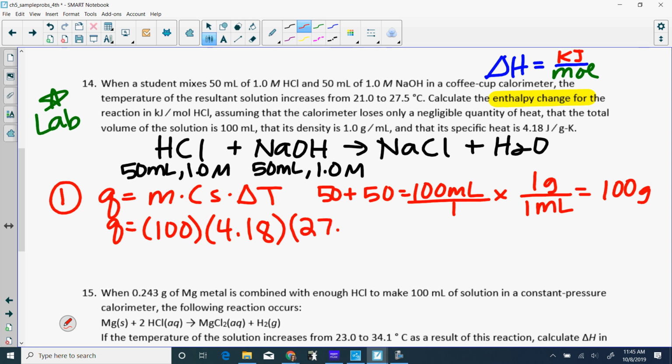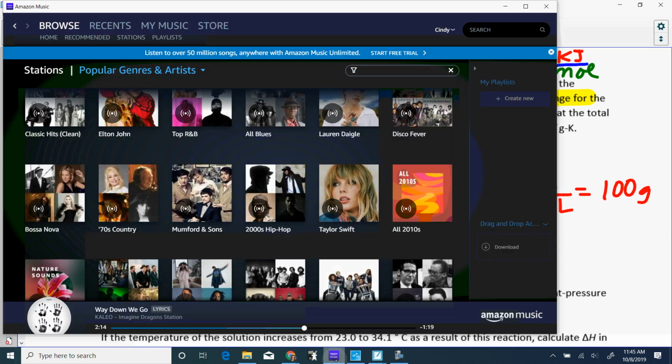Our change in temperature is 27.5 minus 21. That's going to come out in joules. Scoot back 3 to get to kilojoules. Push your buttons, push your buttons. Ready, go.